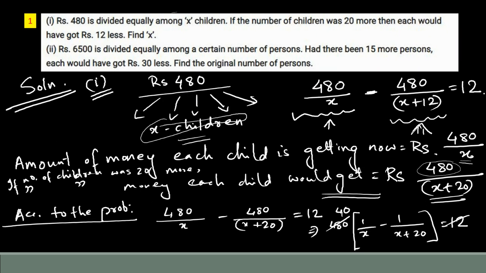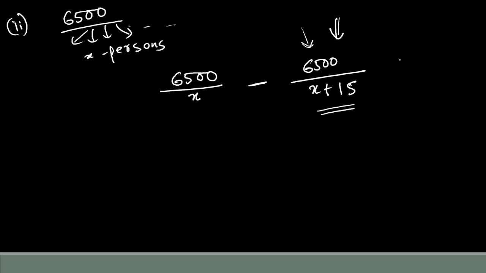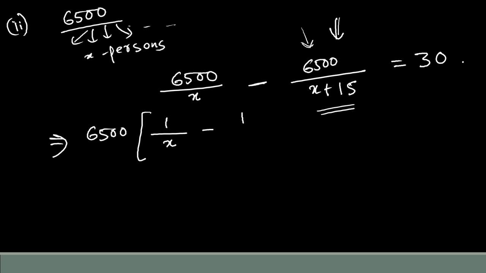Now what they have said is, had there been 15 more persons, each would have got 30 less. So this difference should be equal to 30. Now basically you have to solve the problem. 6,500 is common. You get 1 divided by x minus 1 divided by x plus 15, and this gives us 30, right?